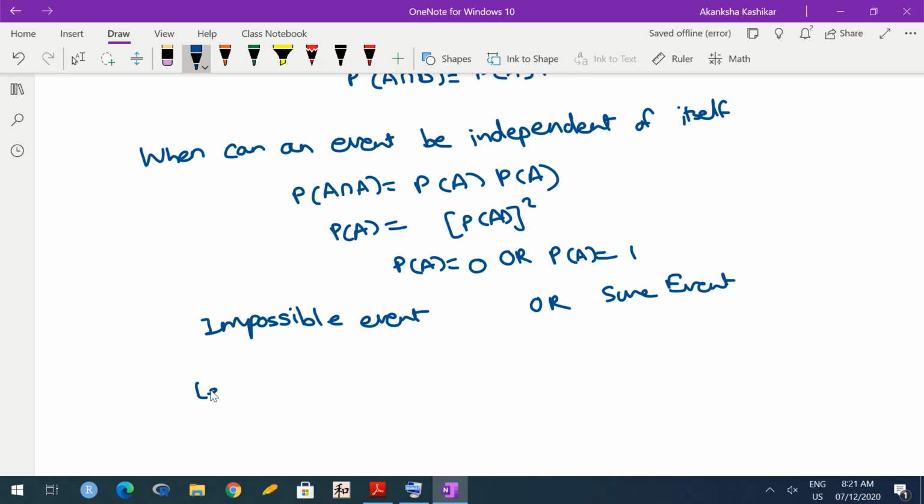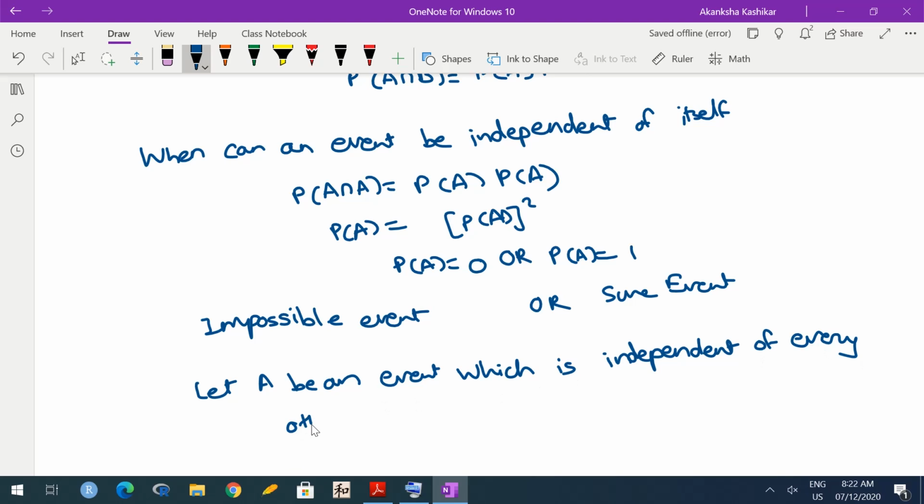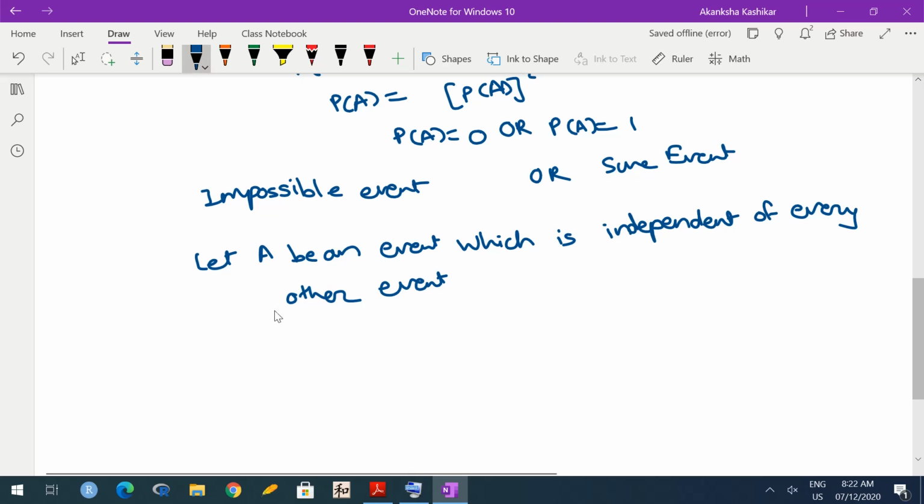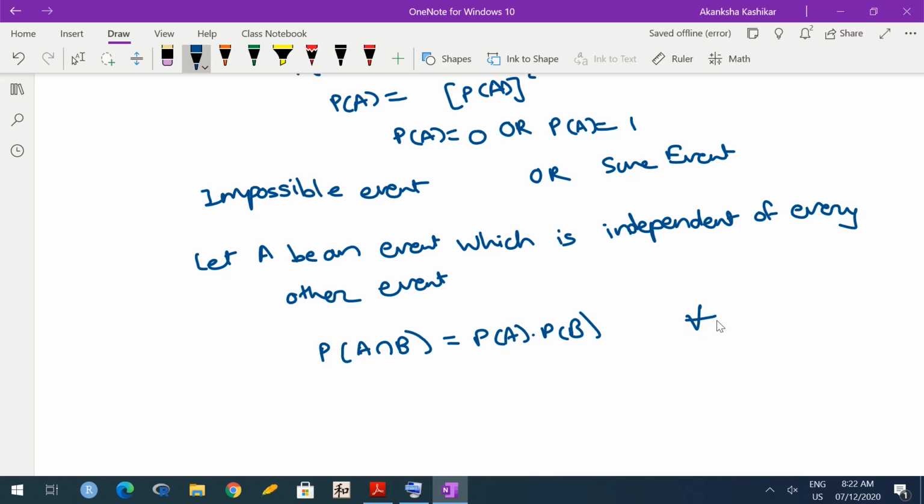Let us try. So let A be an event which is independent of every other event. Can this happen? When can this happen? Let us try to see. It is independent of every event means probability of A intersection B is the same as probability of A times probability of B for every B that you can think of. First of all, because I am saying that it should happen for every B, it should happen for A also. So A can have either probability 0 or 1, only that much. A cannot have something in between, because then it won't be independent of itself.